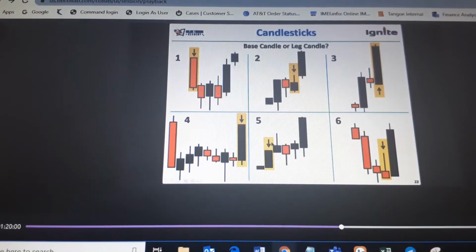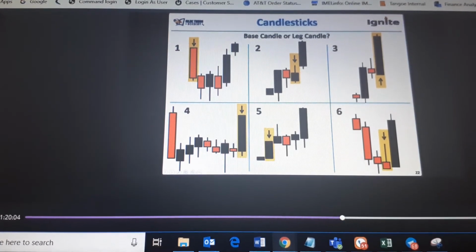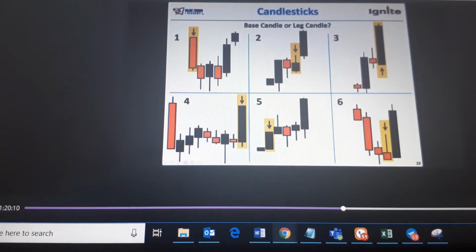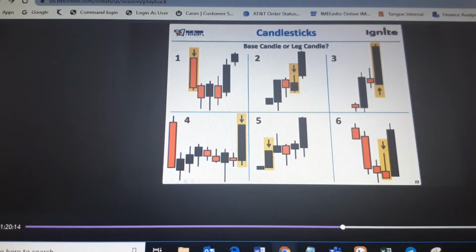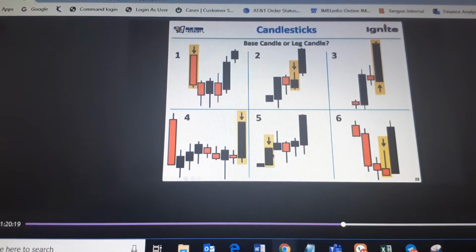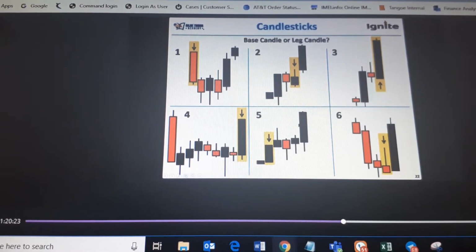It's a leg candle. How will this be a base? The body is almost equal to the range here. There are no wicks over here, so body and range are equal. So that will be a leg candle, right? A leg candle. So this is your rally, base, rally.